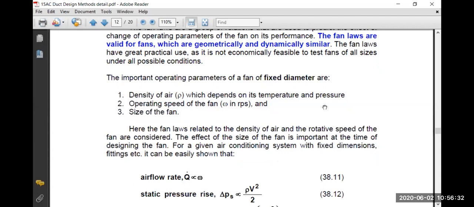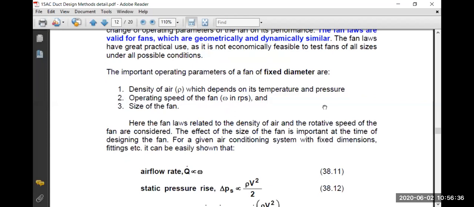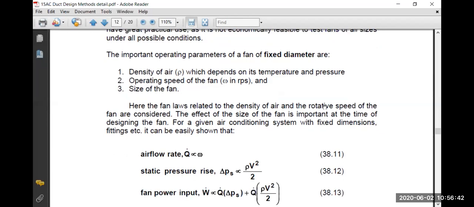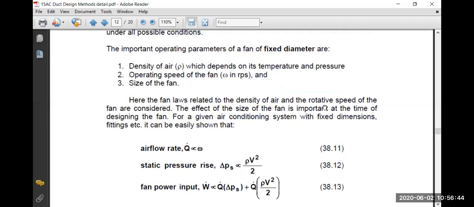Now, the fan laws have great practical use as it is not economically feasible to test fans of all sizes under all possible conditions. The manufacturer will give you two or three sizes, two or three performance curves, and the rest you have to do by your calculations to determine which fan suits your system. Otherwise you do not have time to perform research at the building where you are required to balance the configuration of the fan and duct system.